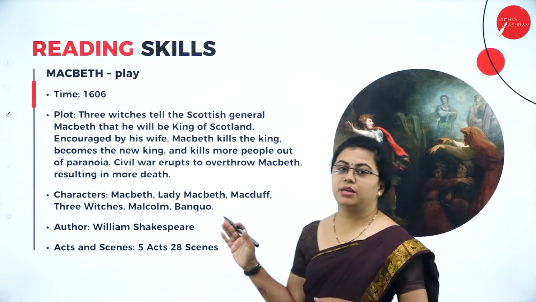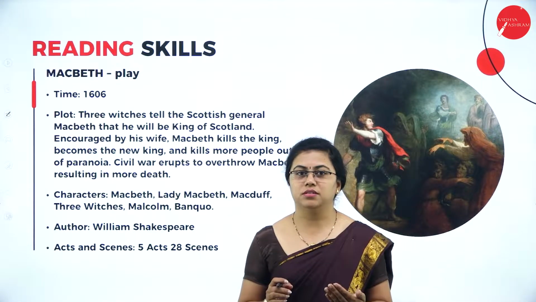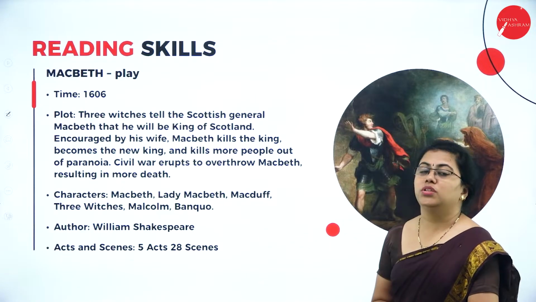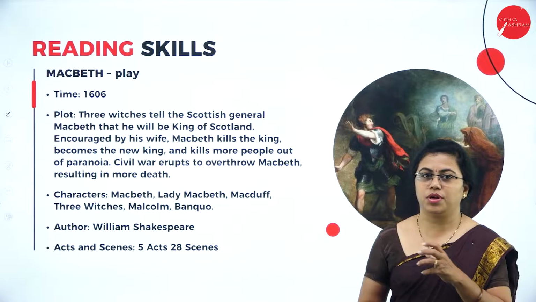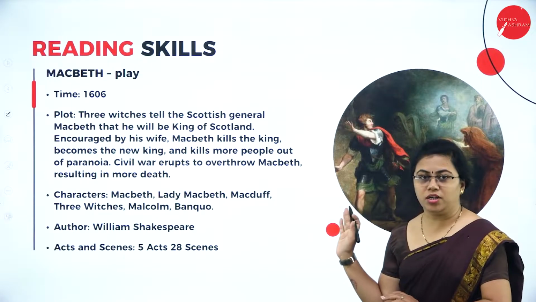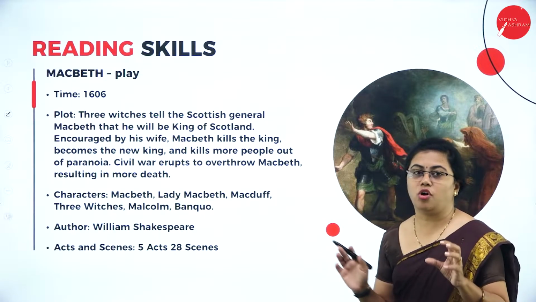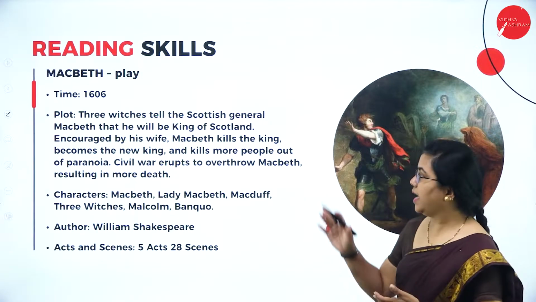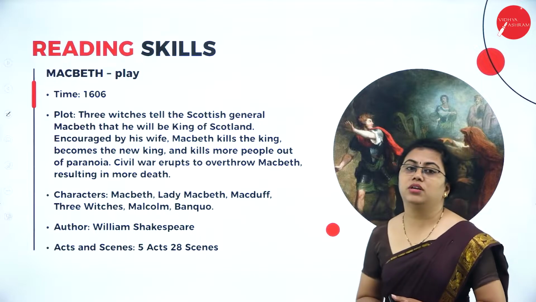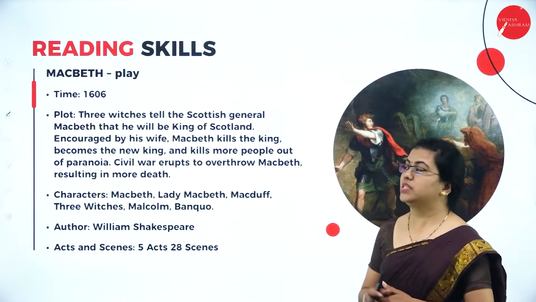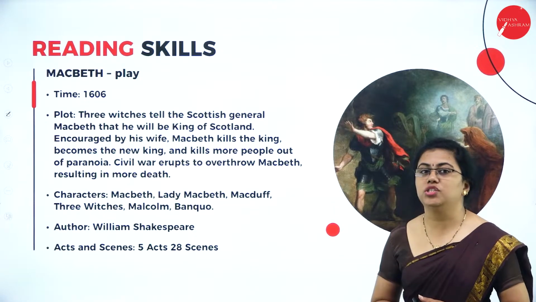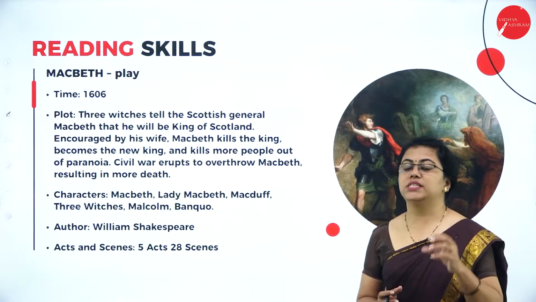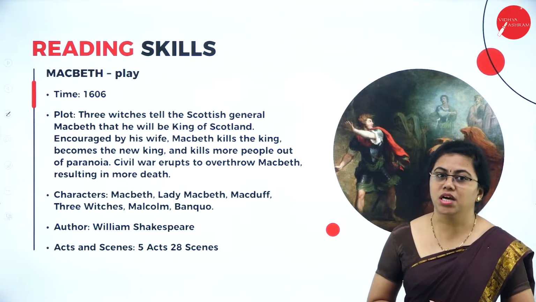So a play is nothing but the written form of a drama to be performed on the stage. So that is the meaning of a play. So this was written somewhere during the year 1606. The plot of this play, I'll just tell this gist of this play to you. So there are 3 witches. They prophesize. They actually tell the prophecy that the Scottish general Macbeth, so this takes place in Scotland, and the Scottish general Macbeth will be the king of Scotland. So this is the prophecy given by the witches.